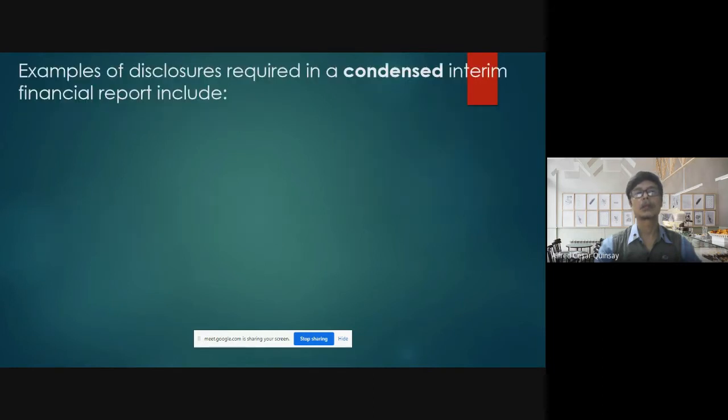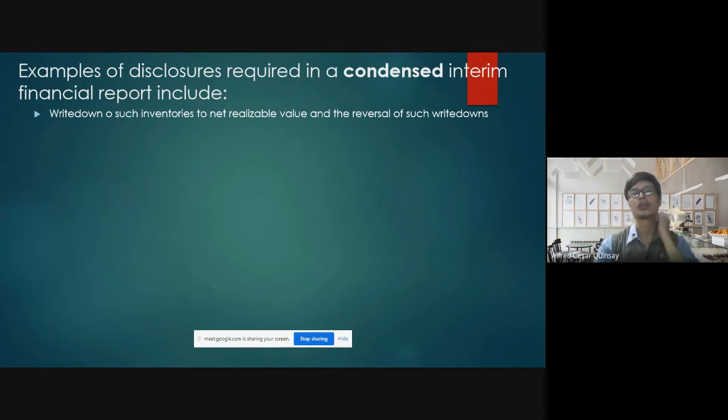Okay, and of course, examples of some of the disclosures required in the condensed interim financial report include the write-down of inventories to net realizable value and the reversal of such write-downs. Kailangan may disclosure yan para mas klaro sa mga readers ng financial statement, especially pagka interim financial reporting, yung condensed. At least kailangan may disclosure para hindi ma-mislead ang mga readers.